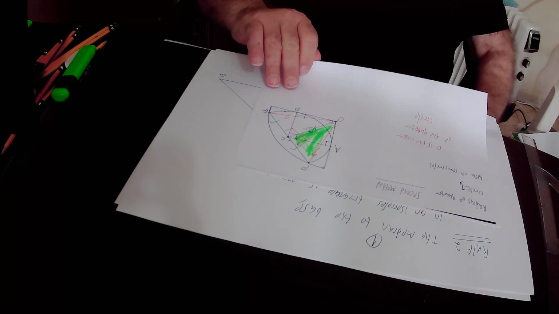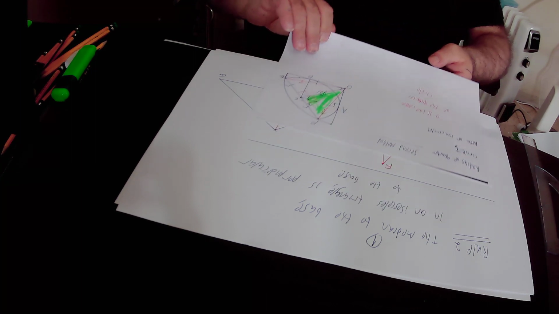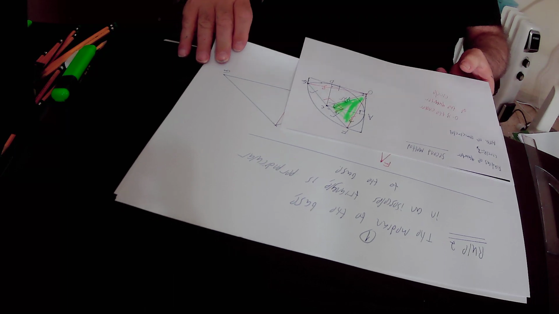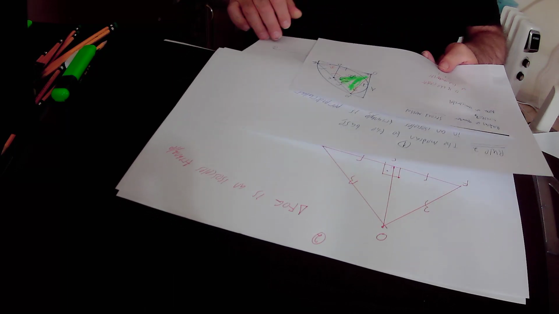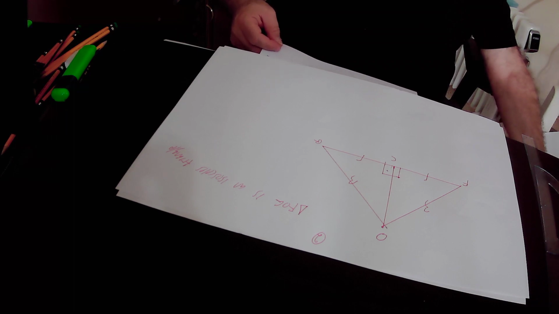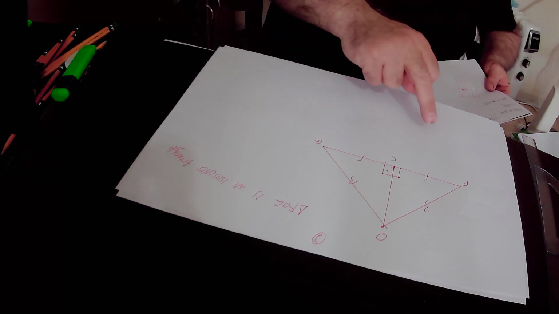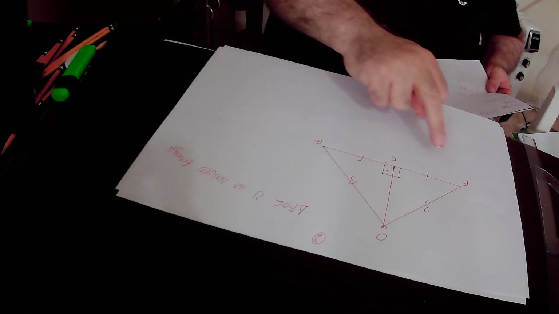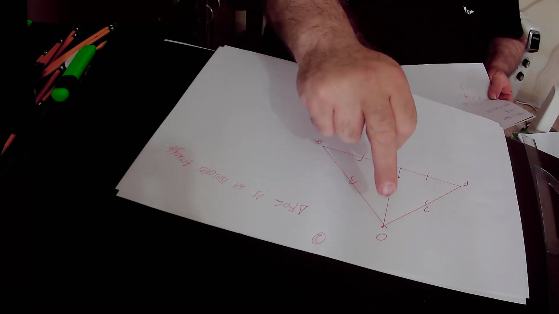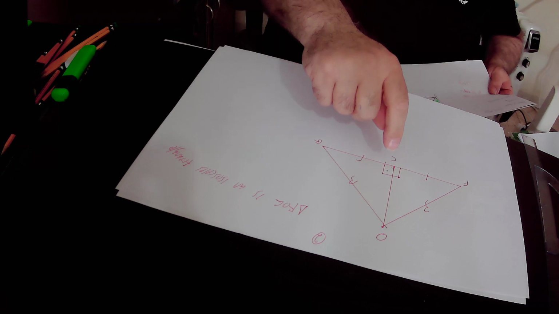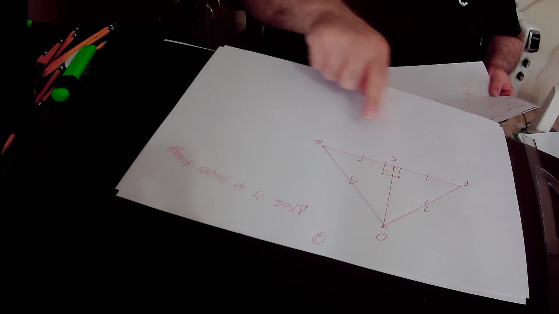And we have rule number 1 that states that the median to the base in an isosceles triangle is perpendicular to the base. So what is the meaning of rule number 1? The meaning of rule number 1 is that here we have the isosceles triangle, triangle FOG. Triangle FOG is an isosceles triangle because FO equals OG equals 3 units. And the median to the base FG is OC.